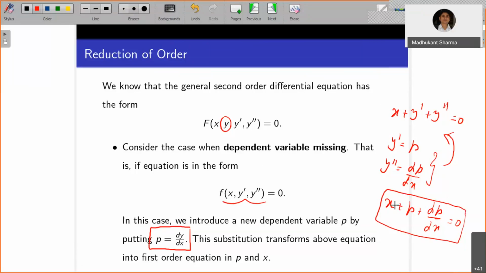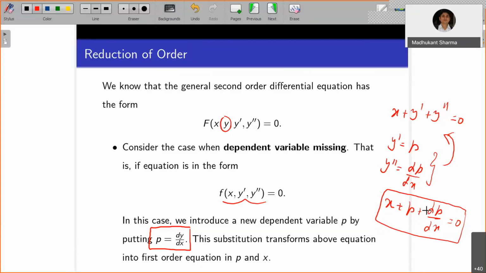You now know many methods to solve it: homogeneous case, non-homogeneous, separable form, exact differential equation case, and so on. So it is purely a function of x, p and p dash, which you can handle.